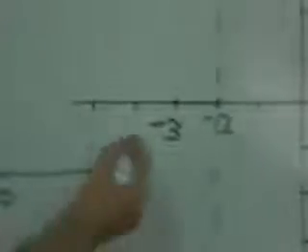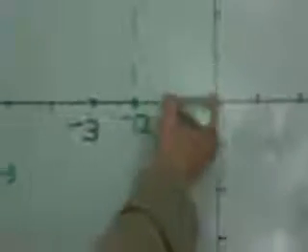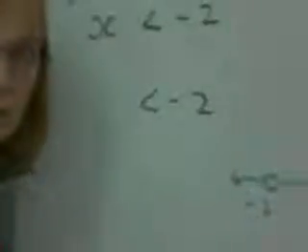Now what if I picked something on this side? Say I picked minus 1. I would have plugged that in. Is minus 1 smaller than minus 2? No, minus 1 is bigger. Minus 1 is on the other side. It's bigger, so that is not a solution. So this side is not a solution to the problem, but this side is indeed a solution. So therefore I'm going to shade this side.